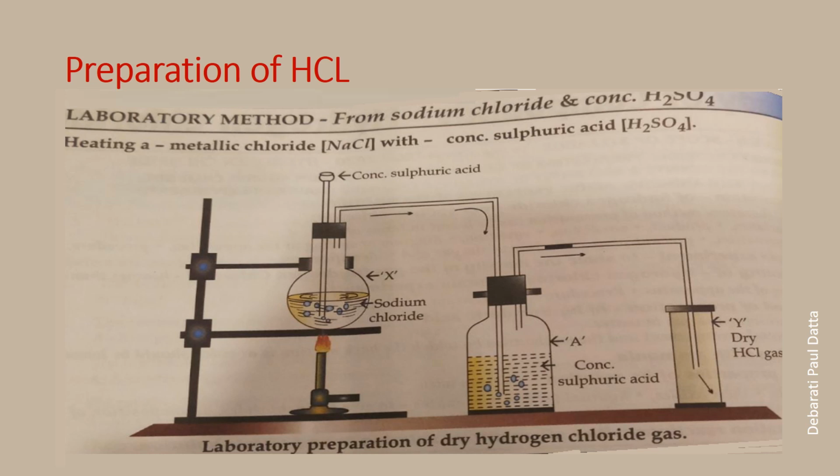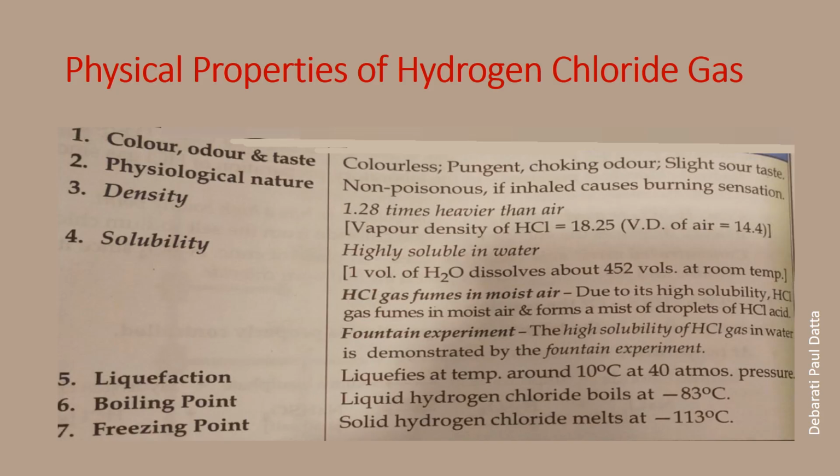Okay, how do we collect this hydrogen chloride gas? Dry hydrogen chloride gas is collected by the upward displacement of air because it is heavier than air. And it is highly soluble in water, so it is not collected over water. The next slide is on the physical properties of hydrogen chloride gas, like color, odor and taste, then density, solubility, boiling point, freezing point, etc.